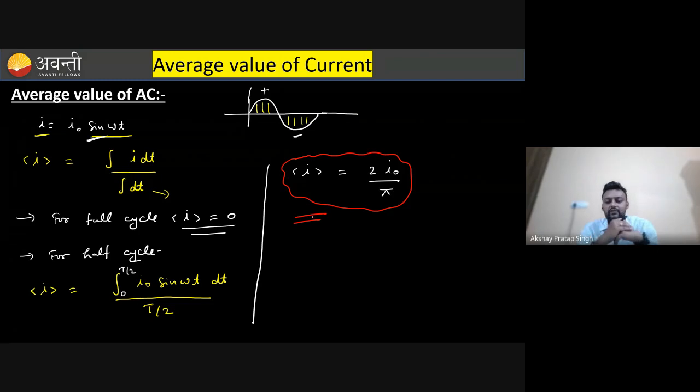So what is the average value? 2 I naught by pi. Clear? Moving further.